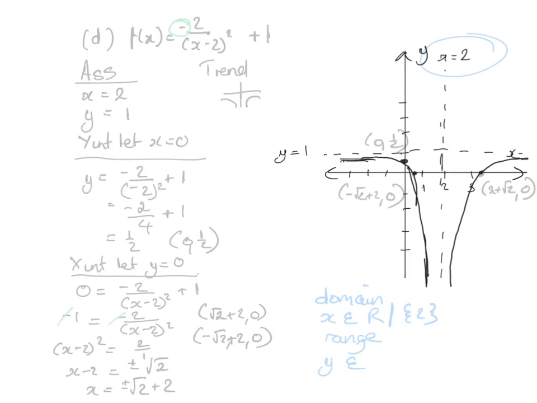And the range for this one, okay, y is an element. Again, the only one we can't have is the asymptote. We can only go as far as the asymptote. So the asymptote was 1. So therefore our range goes from negative infinity all the way up to 1, but not including 1. So there's a round bracket there.